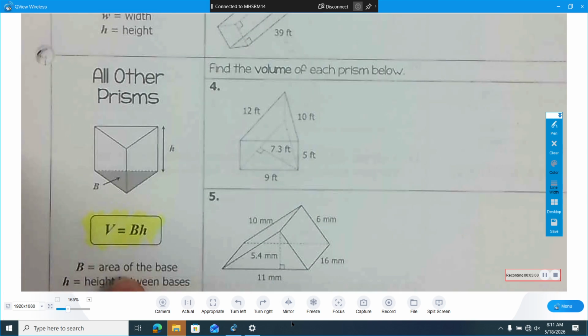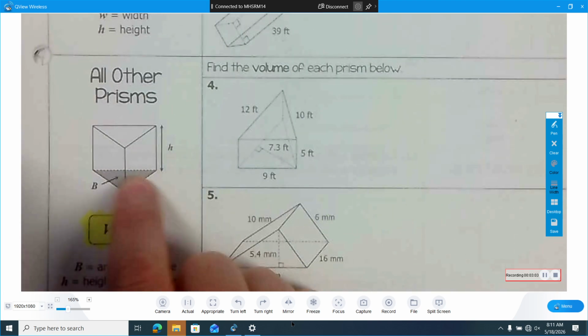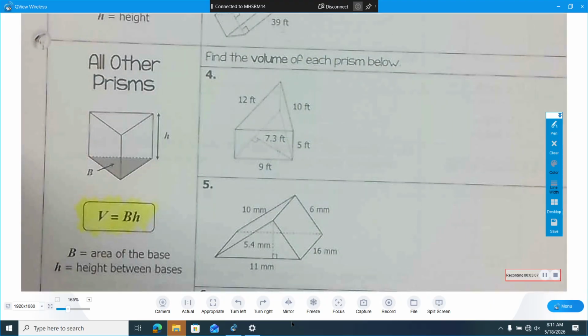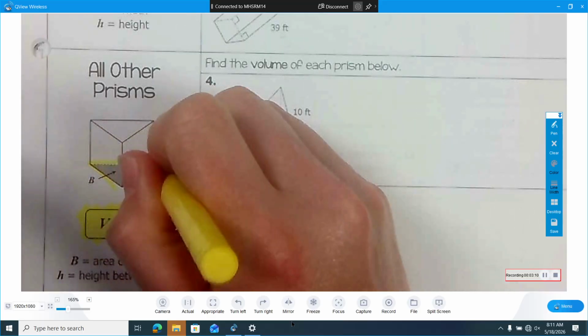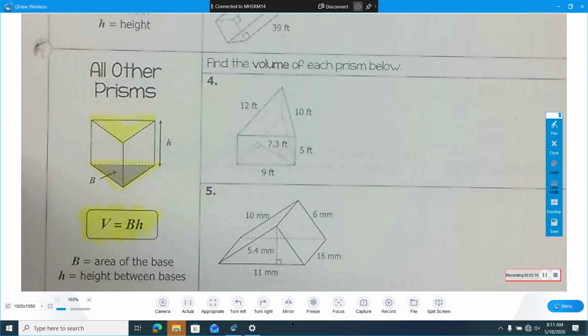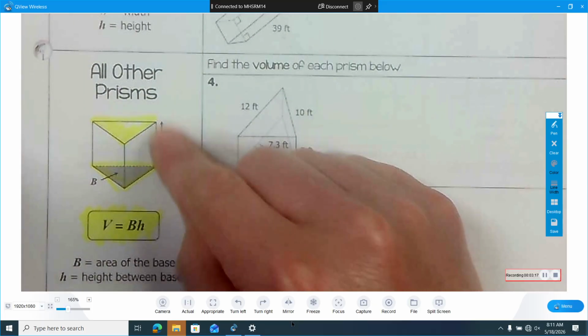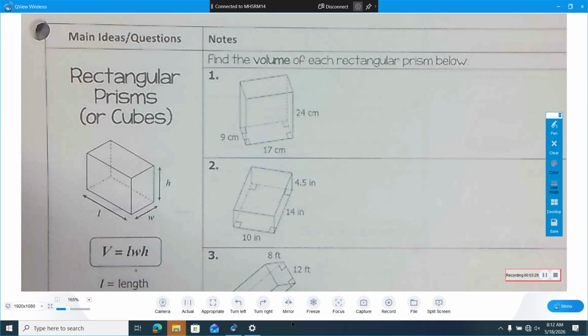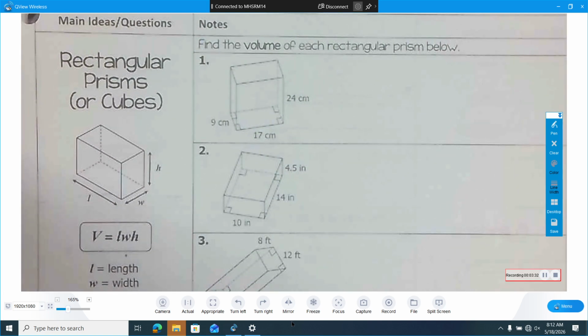Capital B is the area of the base, and then it's times the height between those two bases. If you'll remember, we talked about prisms having two bases. So area of the base times the height between those bases will get you the volume every single time. It's just stacking up all those little areas, and eventually it goes to volume. It works the same here. She uses a different formula, length times width times height, but it's absolutely the same thing.